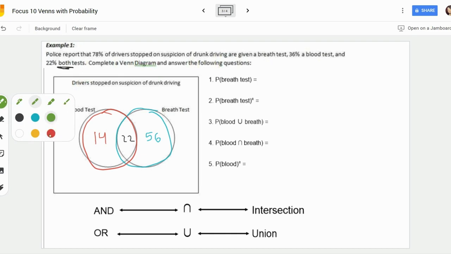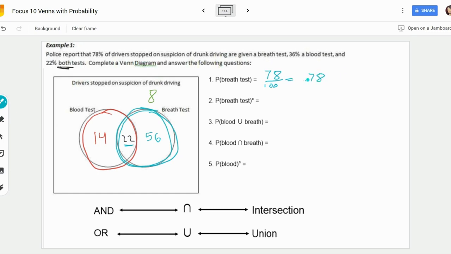That means outside the circles it has to be 8. If you think about 8%, that would represent the people who were stopped on suspicion, but then weren't given either test. Okay, so for probability, these are all percents, so this is a little easier. For the probability of being stopped and given a breath test, that's the whole circle. Certainly if they were given both tests, they were also given a breath test. So we can say this is 78 percent, or 78 out of 100, or 0.78.